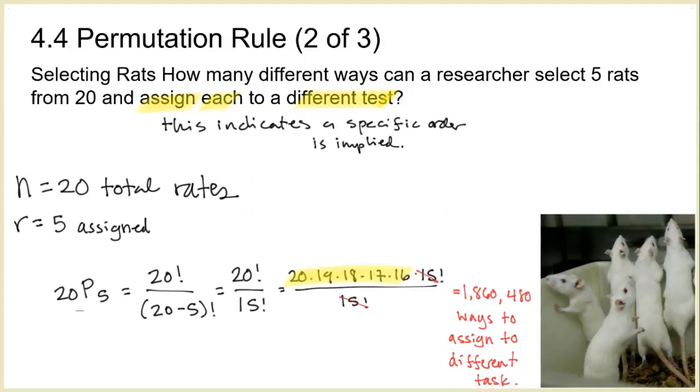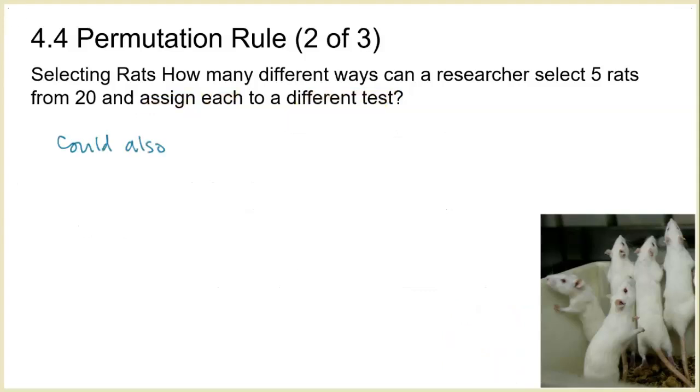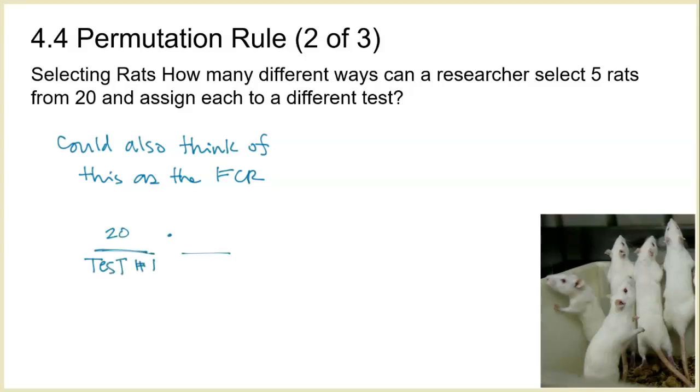Now, another way to look at this is we could also think about the fundamental counting theorem. Because of the problem, we have 5 different tests. So for the first test, I can choose any of the 20. Once I've chosen one of them, they're taking the first test. And then for the second test, I can choose from any of the 19, and then for the third test, any of the 18, and so on. For the fourth and the fifth test, I have 17 and 16 to choose from.